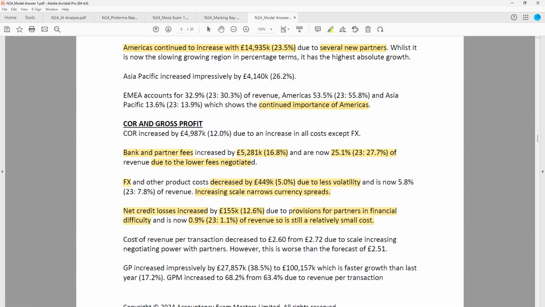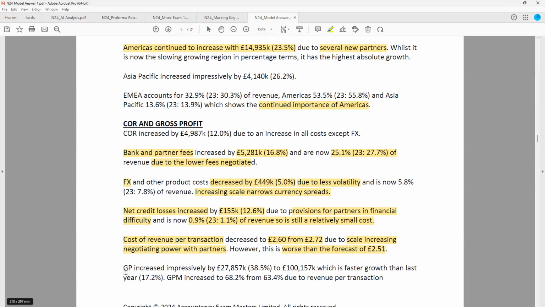So then we get down to the cost of revenue per transaction. So we've seen it's decreased. What was the reason? Well, the scale has increased negotiating power with partners. The fee per transaction has now decreased. As we were told there, they negotiated better fees. And this is worse than the forecast still. So even though it's a good improvement that it has decreased, it is below the forecast.